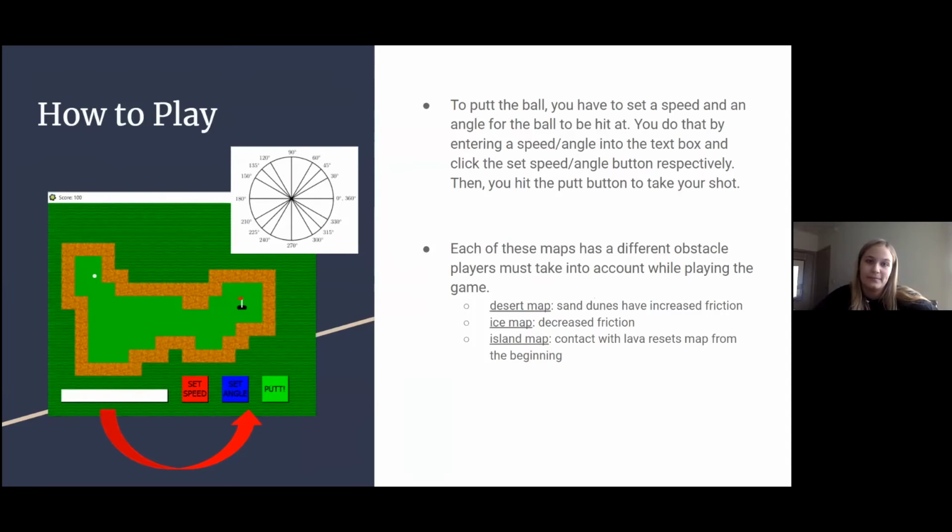How to play. To putt the ball, you have to set a speed and an angle to hit at. You do that by entering the speed or angle into the text box and clicking the set speed or set angle button, respectively. Then you hit the putt button to take the shot.